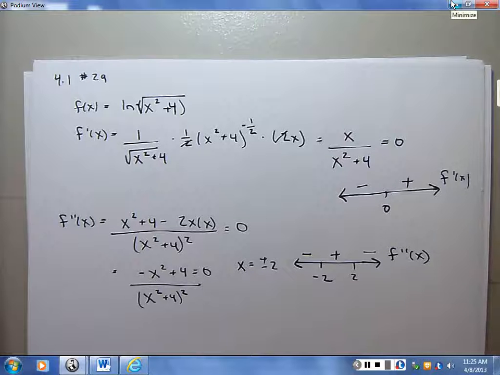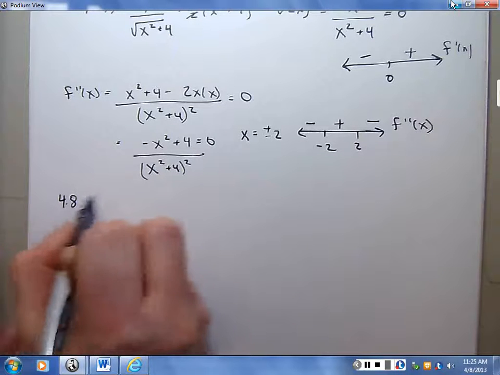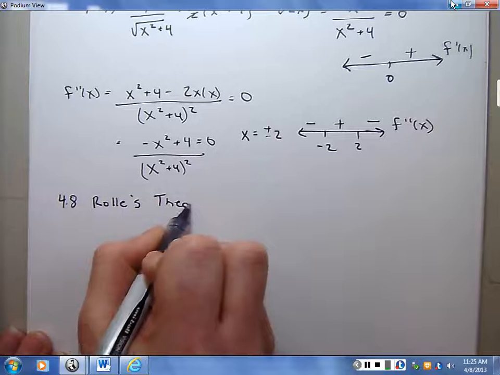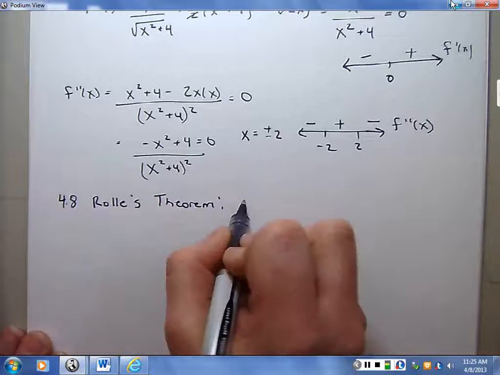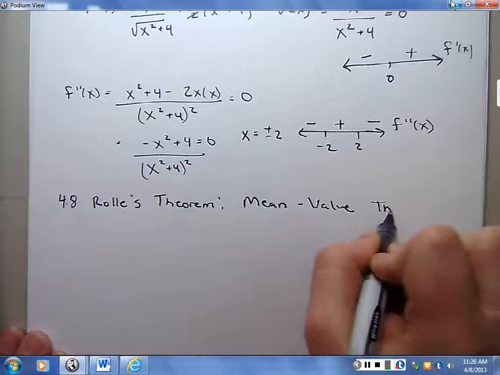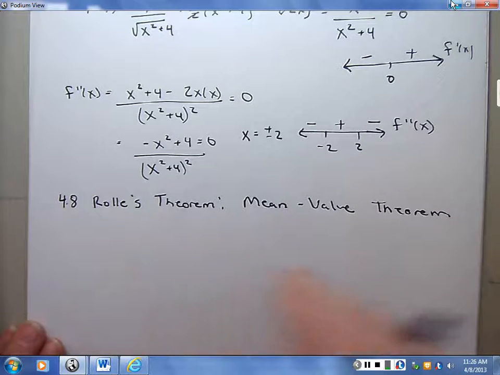So, today we're going to cover 4.8. 4.8 covers two different theorems, Rolle's theorem and the mean value theorem. Rolle's theorem is a special case of the mean value theorem, so really it covers one theorem. Rolle's theorem is specifically when the slope of the secant line is 0, and the mean value theorem is more general.